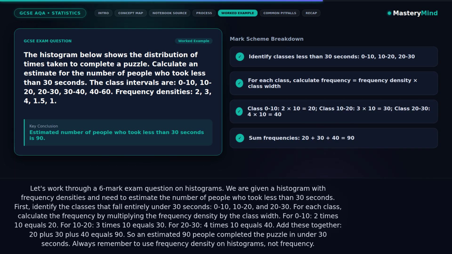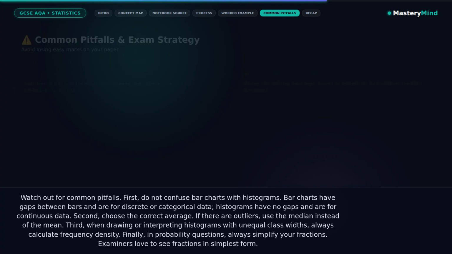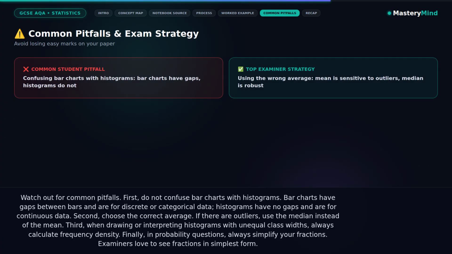Watch out for common pitfalls. First, do not confuse bar charts with histograms. Bar charts have gaps between bars and are for discrete or categorical data. Histograms have no gaps and are for continuous data. Second, choose the correct average. If there are outliers, use the median instead of the mean. Third, when drawing or interpreting histograms with unequal class widths, always calculate frequency density.